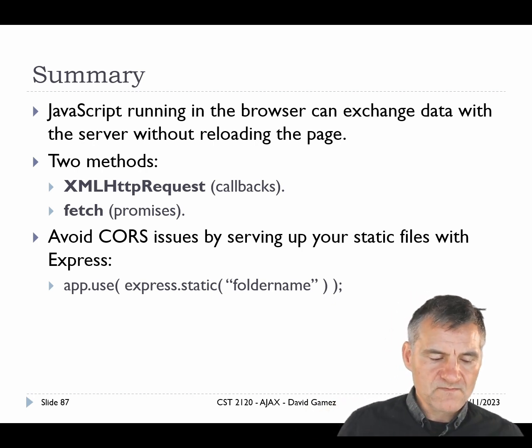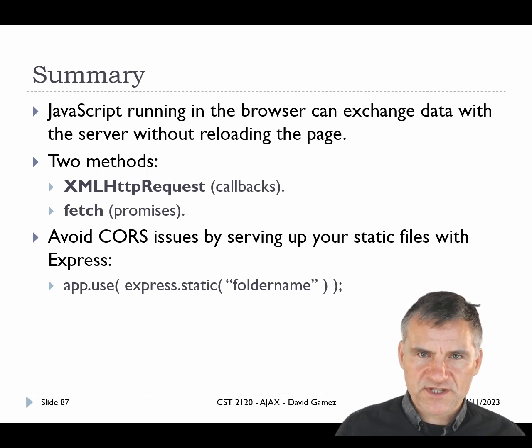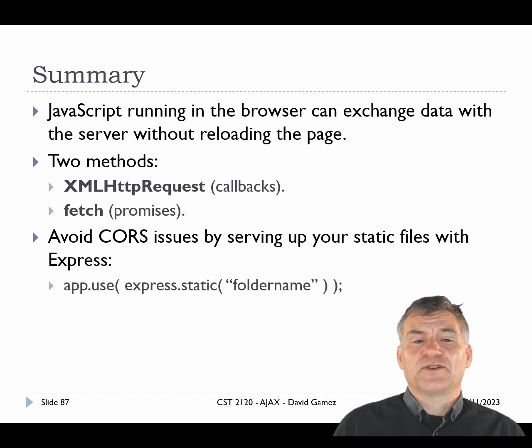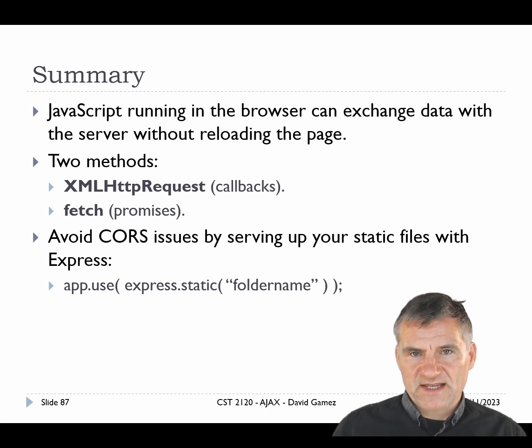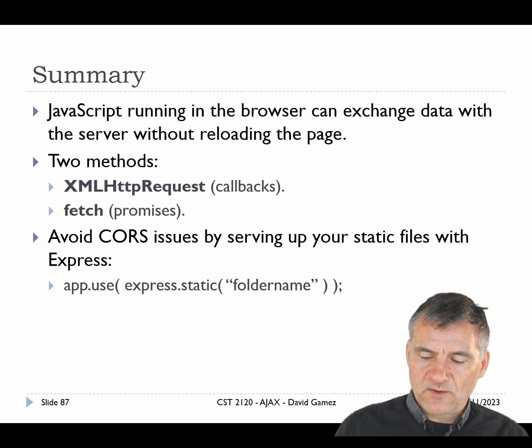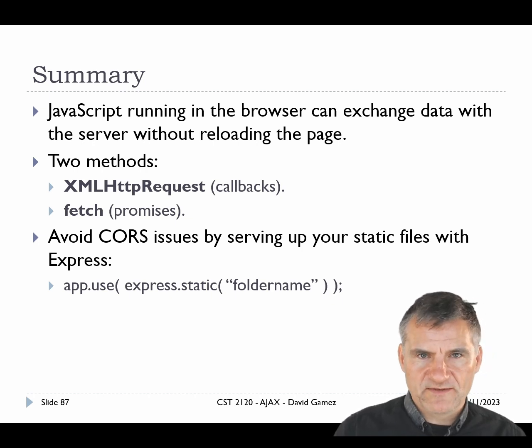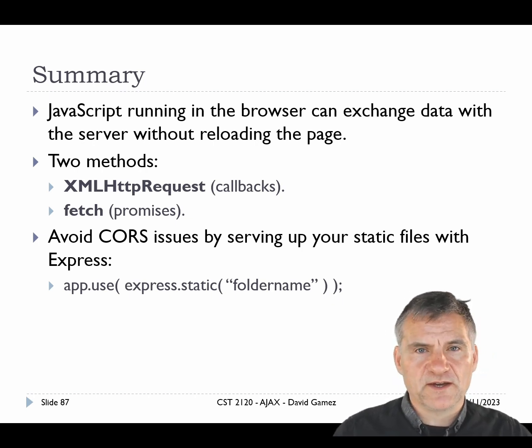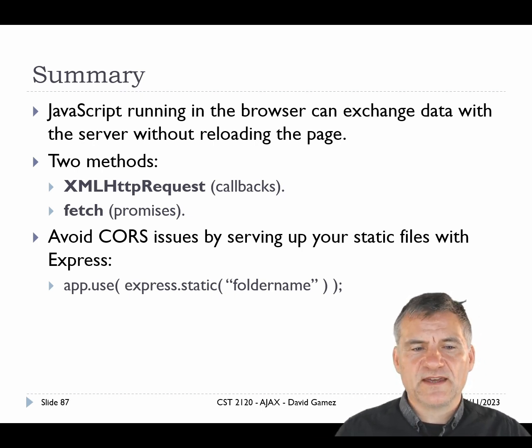Yeah. As I explained, there are these cross-origin resource sharing restrictions, which will basically make everything fail if you try to use Live Server, with your web page hosted on Live Server talking to your web service running on localhost 8080. Yeah? You can easily avoid these issues by serving up the static files with Express by doing app.use and then specifying the folder name in express.static. Yeah? That's it.